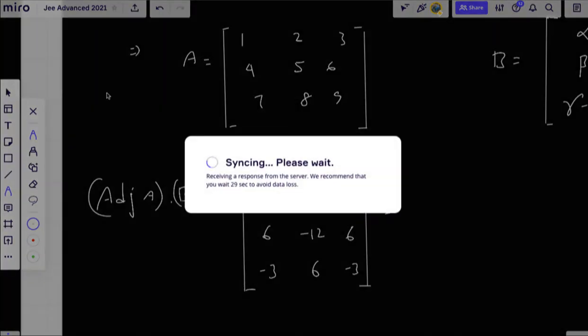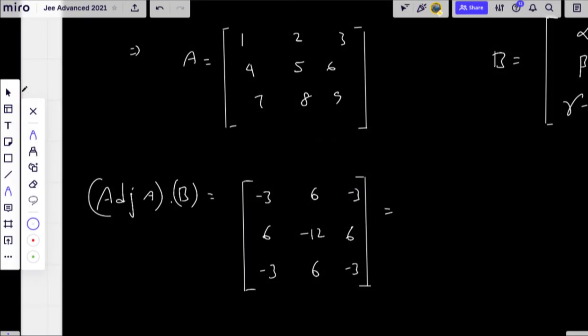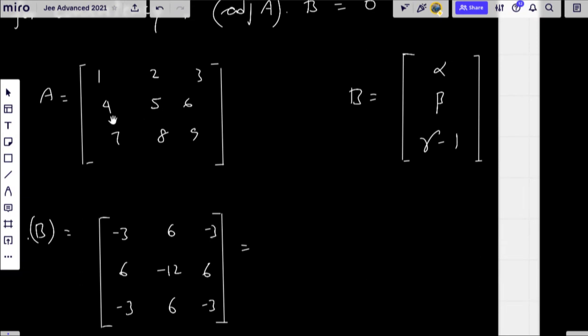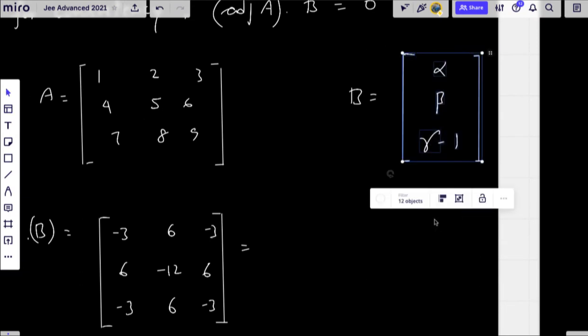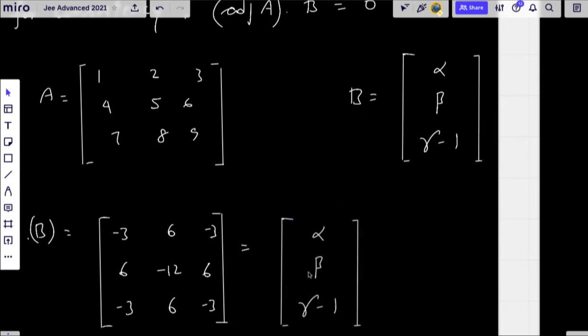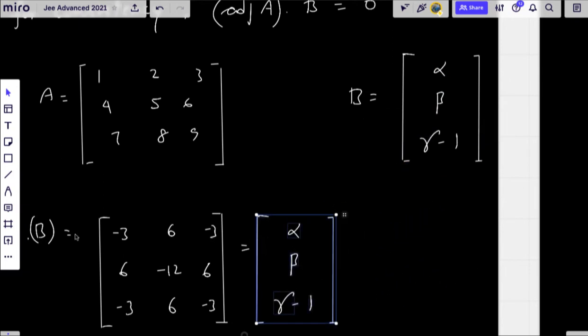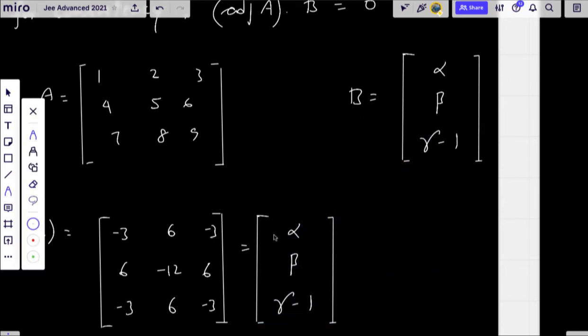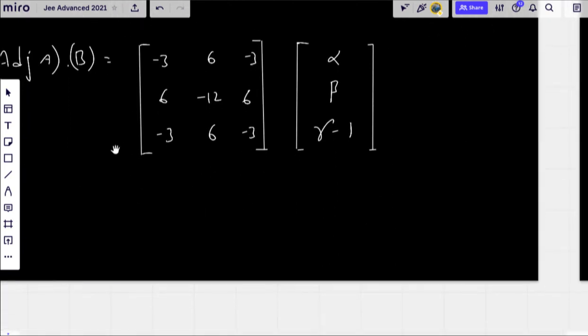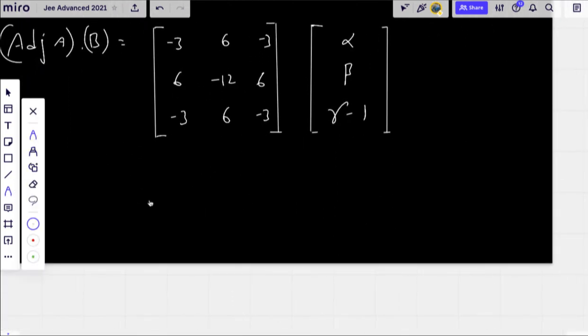We have to recall here the B matrix: alpha, beta, gamma minus 1, right? So we can write here, that is alpha, beta, gamma minus 1. So we take this value over here, and let me erase this equality. So now we are multiplying with this. Once you multiply this way, the value will be here, and adjoint of A into B is equal to 0.